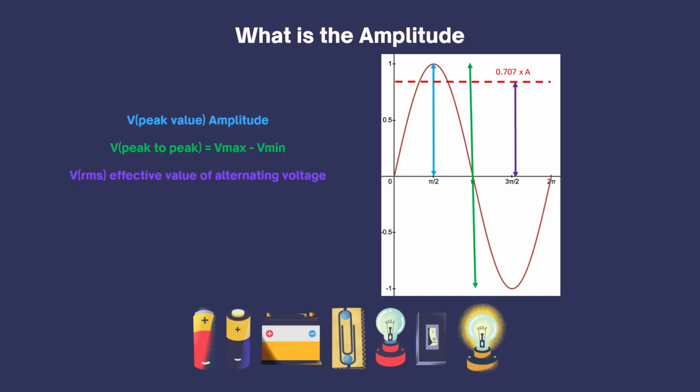What is the amplitude? From the diagram you can see each element of the amplitude. We have our peak value, which is just our amplitude, our peak to peak, which is our Vmax minus our Vmin, and our VRMS, which equals 0.707 times the amplitude.